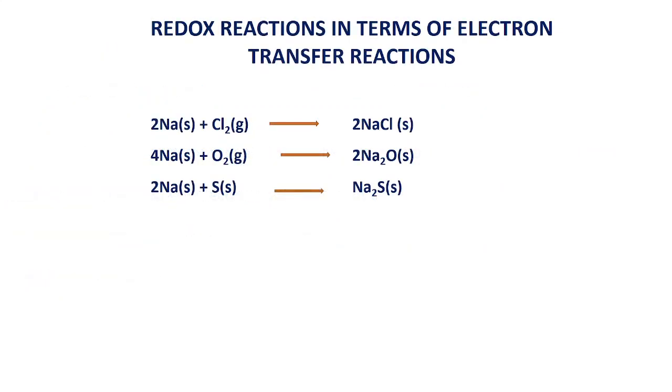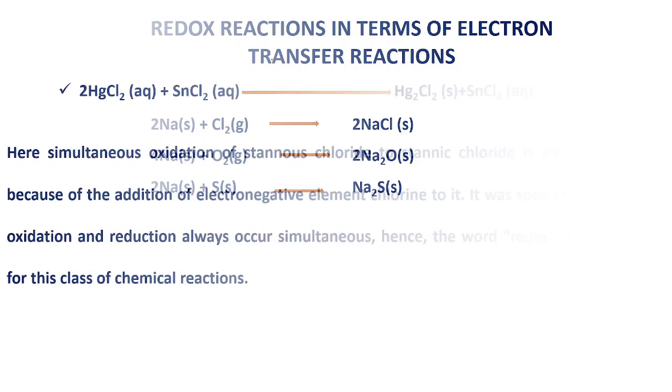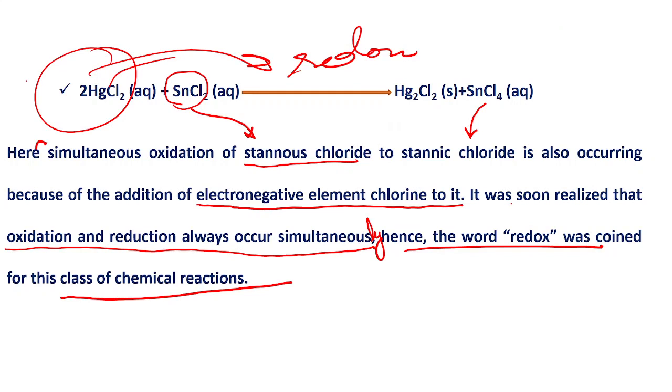Now, redox reaction in terms of electron transfer. What is an electron transfer reaction? Till now, in the previous cases, we were talking about atoms. It means if one atom is coming and being added, then that will be either reduction or oxidation.